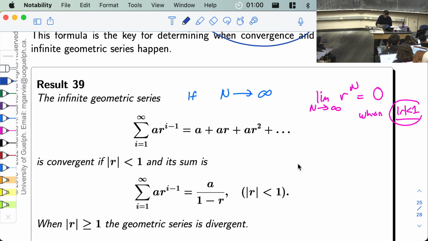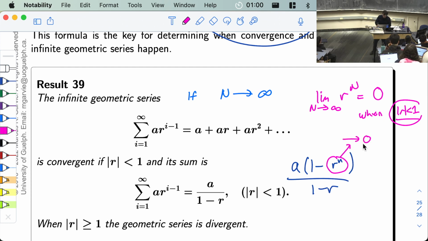So you have the sequence a times 1 minus r to the n, divided by 1 minus r. If the thing in pink goes to 0, then you are left with this nice formula, a divided by 1 minus r. And that's the formula for a geometric series with infinitely many terms.